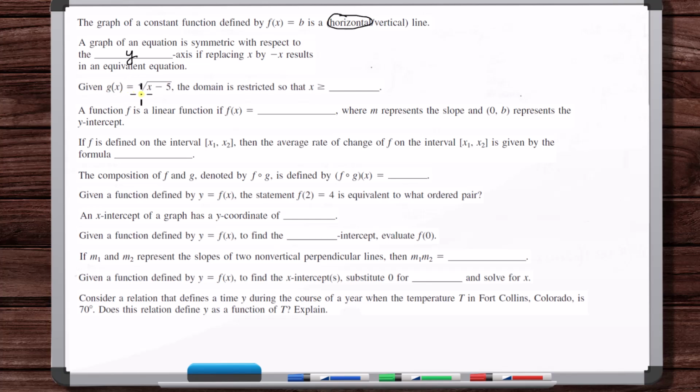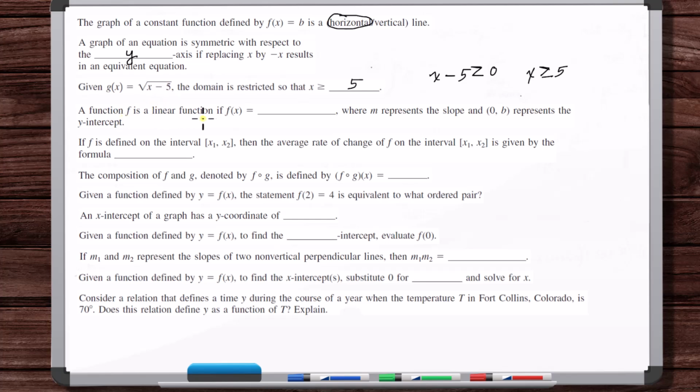Given g of x is equal to the square root of x minus 5, the domain is restricted so that, well, you can't take the square root of a negative number, right? You can take the square root of 0, though, so the domain is restricted so that what? Okay, we need to solve when is x minus 5 greater than or equal to 0. That's the allowable domain. So let's solve this inequality. So there you go. x can only be greater than or equal to 5 for this.